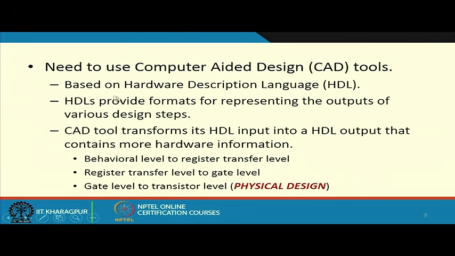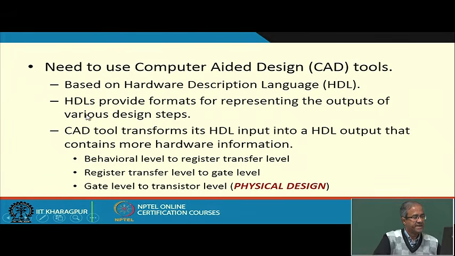These HDLs provide ways to represent both the inputs as well as the outputs of the various steps in the design flow. So, essentially a CAD tool will transform its input, which is in HDL format, into an output which is also in HDL format, which will contain more detailed hardware information. Some examples: you can translate from a behavioral level specification to register level specification.